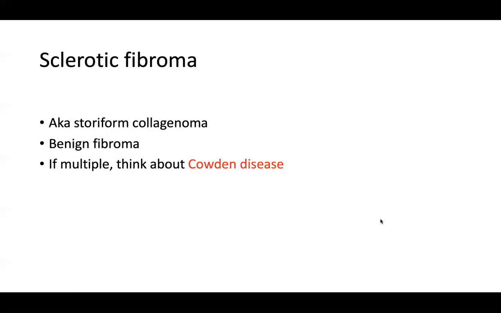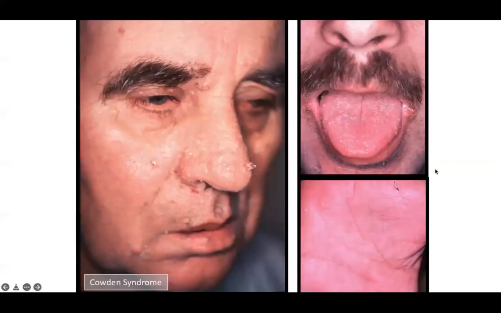Next is a sclerotic fibroma. Sclerotic fibromas are also known as storiform collagenoma. It's a benign fibroma. If you've got multiple sclerotic fibromas, you can think about an entity called Cowden disease, which is due to a PTEN mutation.